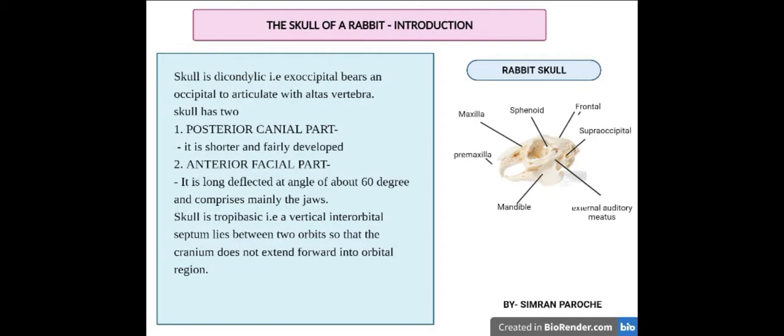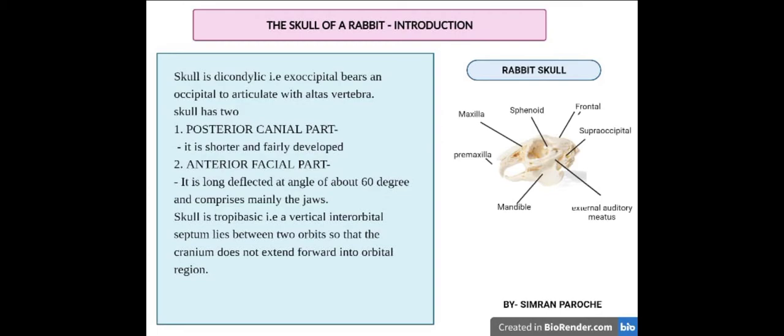Third one, the frontal region. The anterior part of the cranium is the frontal region. It consists of 6 bones: 2 dorsal frontals, 1 ventral basisphenoid, 2 lateral orbitosphenoids. The anterior margin of the cranial cavity is closed by a vertical bone, the cribriform plate.